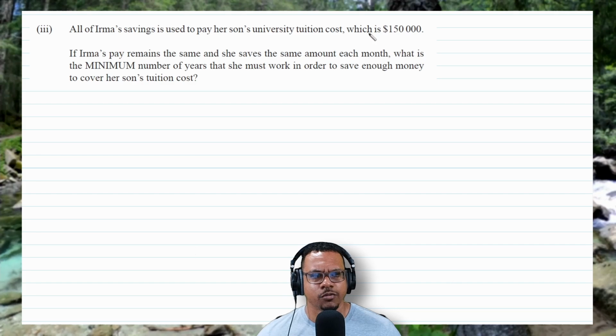All right, so for part 3 here, we have if all her savings is used to pay her son's university tuition, which is $150,000, and her pay remains the same and she saves the same amount each month, what is the minimum number of years that she must work in order to save enough money to cover her son's tuition?